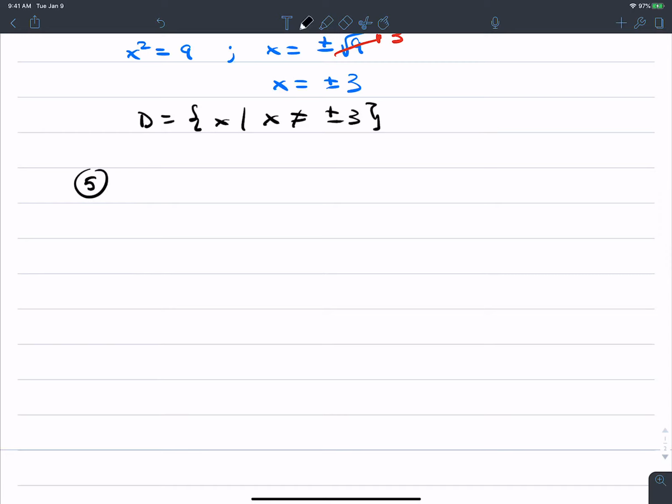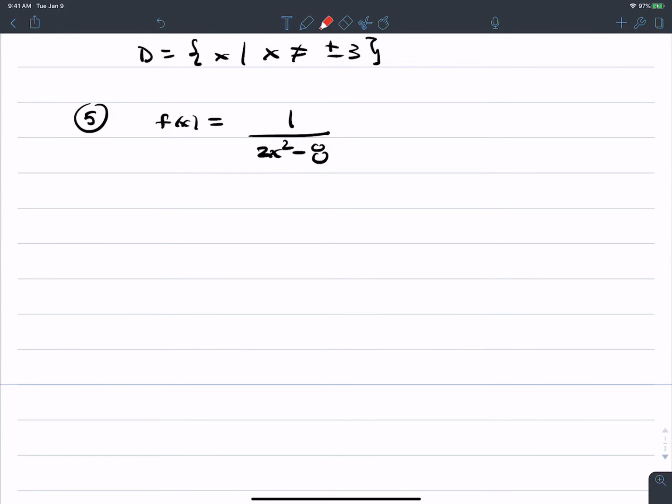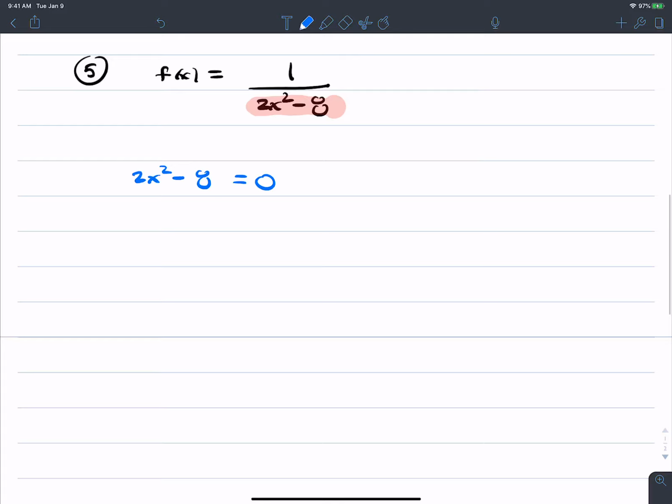Number 5. My function here is 1 over 2x squared minus 8. Another rational function, so we'll set the denominator equal to 0 again, so we can find the location of our rocks. And this too can be solved by using the square root formula, or we can solve this by factoring. So if we want to take a different approach, let's factor here.